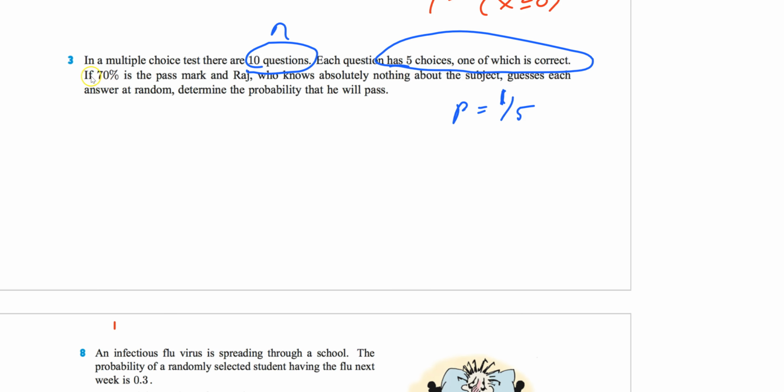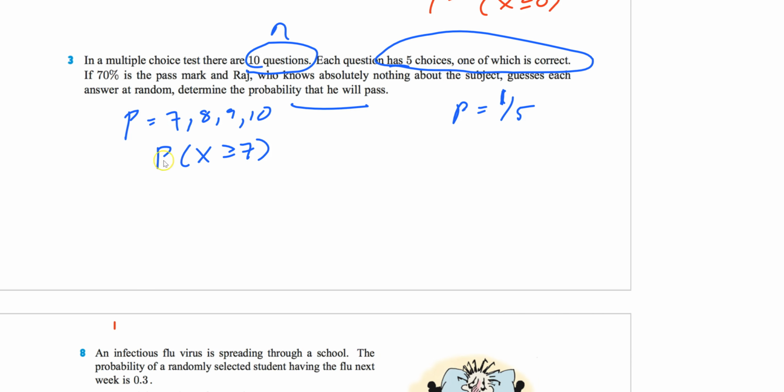If 70% is a pass mark, and Raj knows absolutely nothing about the test, what's the probability he will pass? So here's the thing. That's your pass mark. So you think, okay, pass is 7, right? Get 7 questions right. No, actually, that's a barely pass. He could pass by getting 7, or 8, or 9, or 10. So the probability is that you get greater than or equal to 7, right? All those are passing. So you could do probability 7 plus probability 8 plus probability 9 plus probability 10. You could do binomial PDF and do all those, then add them all up.